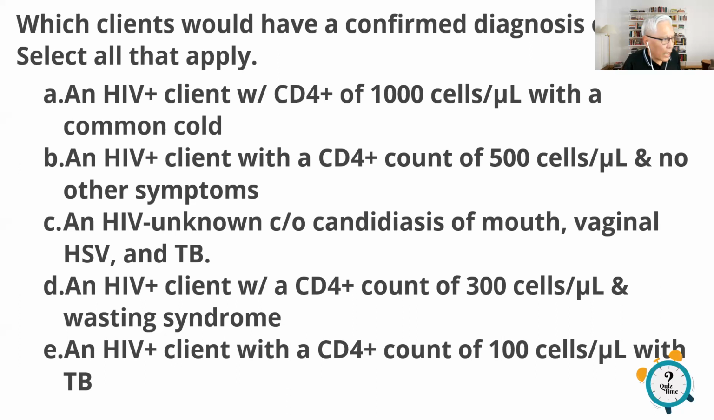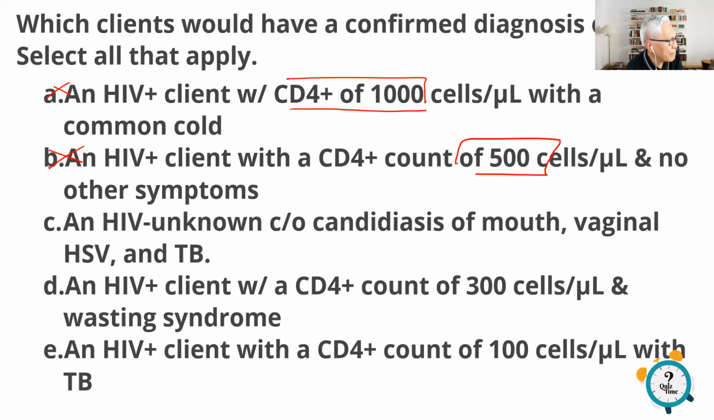Okay, so let's take a look at this question right over here. So we know that AIDS occurs when you have a CD4 count of less than 200, or also when you have an AIDS-defining illness, and I will explain that later on. So the CD4 of 1,000 is going to be very high. So this is not going to be a person with AIDS. This one, HIV client with CD4 count of 500. Again, this is high and no other symptoms.